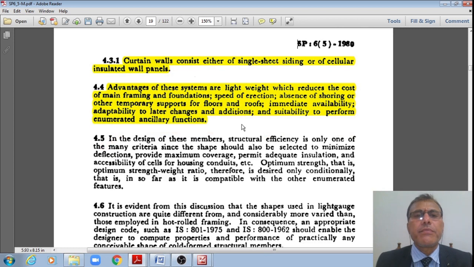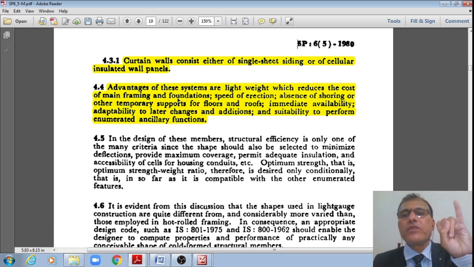Whereas the last one is that of the curtain wall panels, just now I have shown in the previous discussion, right? These curtain wall panels consist of either single sheet siding or cellular insulated wall panels, right? Advantage of these systems are lightweight, which reduces the cost of main framing and foundations. This is the main advantage of these lightweight or light gauge steel structures.